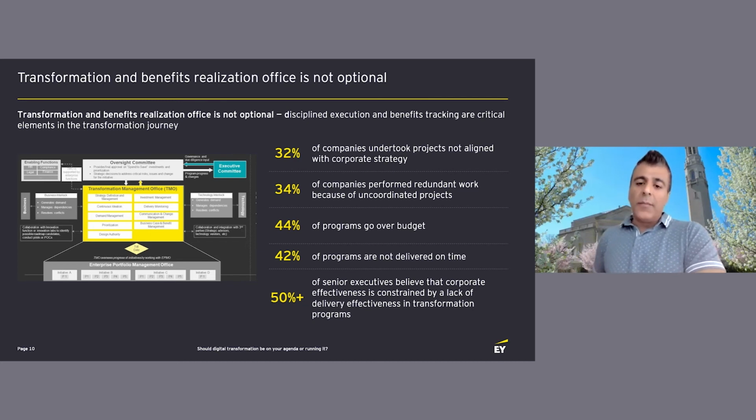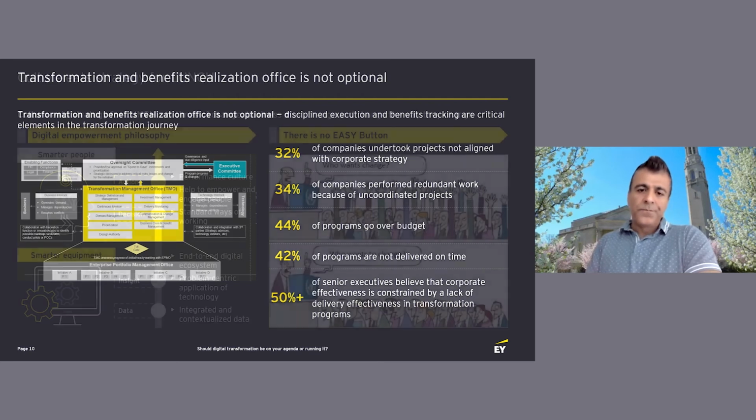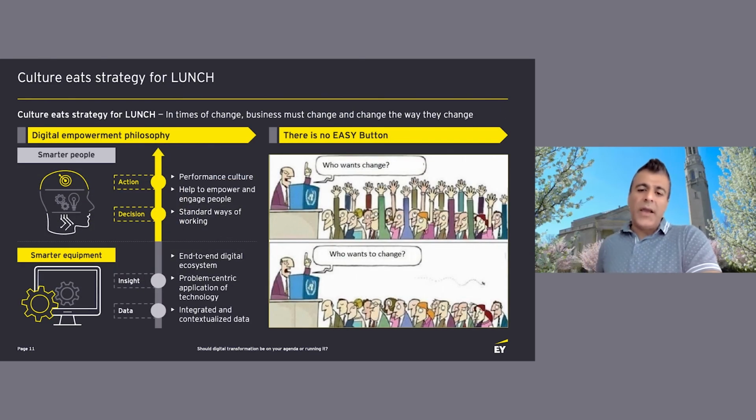44% of them actually go over budget, and almost the same percentage do not get delivered on time. So again, invest in a transformation and benefit realization office. The last point I'll make in the end, like I said, it's all about the people. People need to be at the center of your transformation.